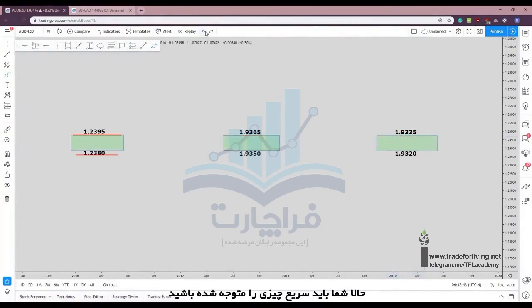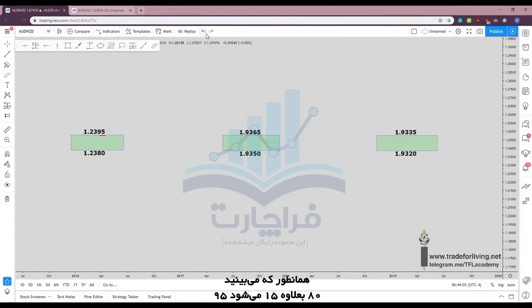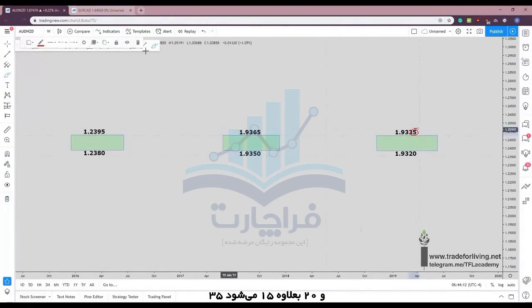Now, immediately, you should have realized something. Each one of these distances in price, from the low to the high of these boxes, in all cases, is 15 pips. Because as you can see, 80 plus 15 pips is 95, 50 plus 15 pips is 65, and 20 plus 15 pips is 35. Very simple to realize this.